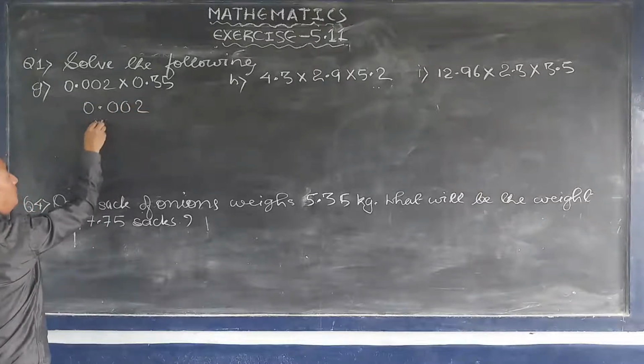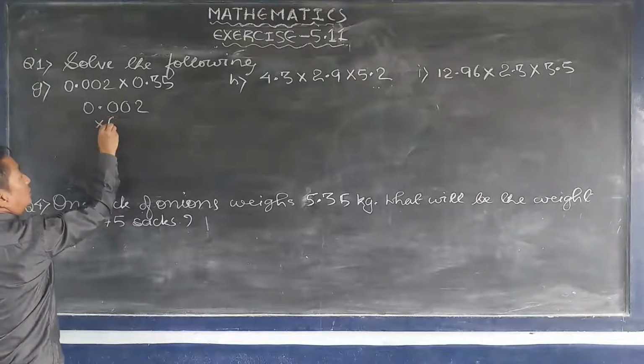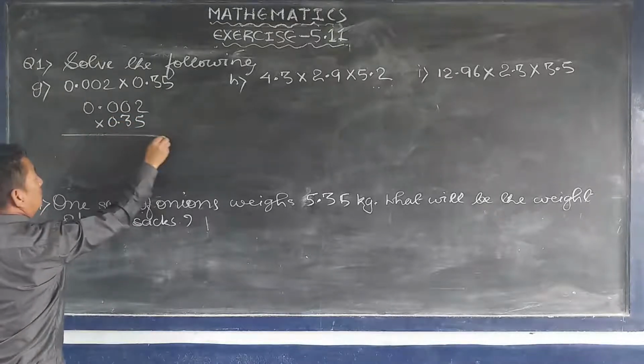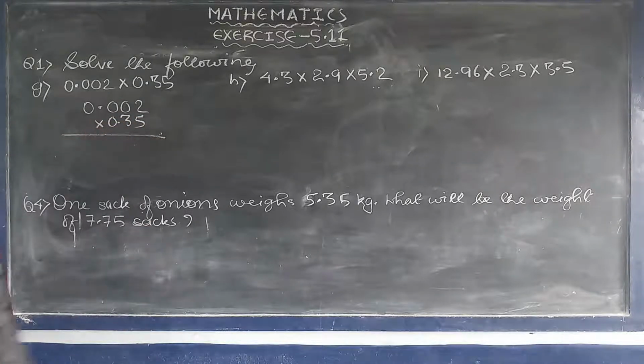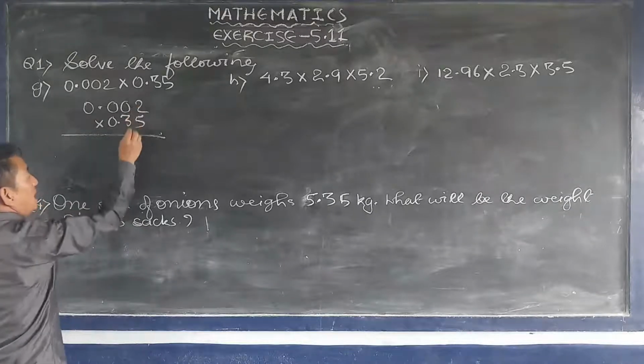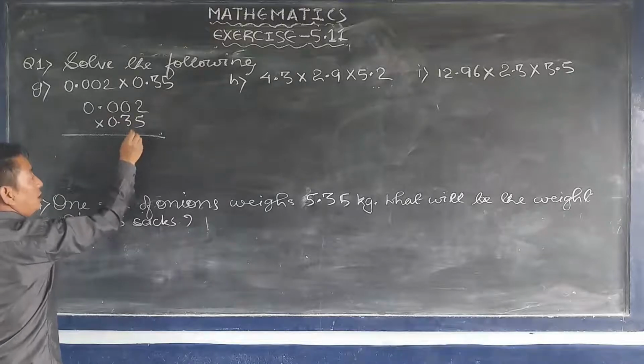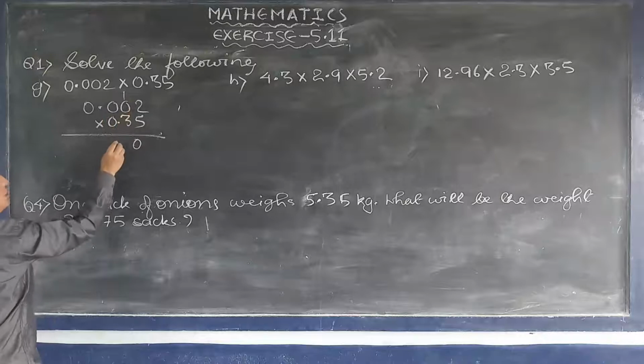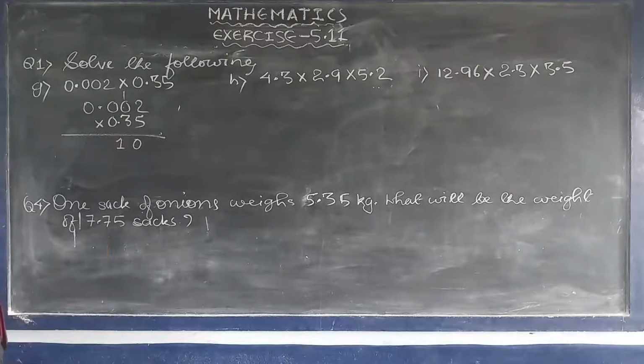0.002 is multiplied by 0.35. Now here, first we'll multiply this 0.002 by 5. 5 2s are 10. We'll write 0, 1 carry on here. 5 zeros are 0. We'll write this only. 1 0 10.